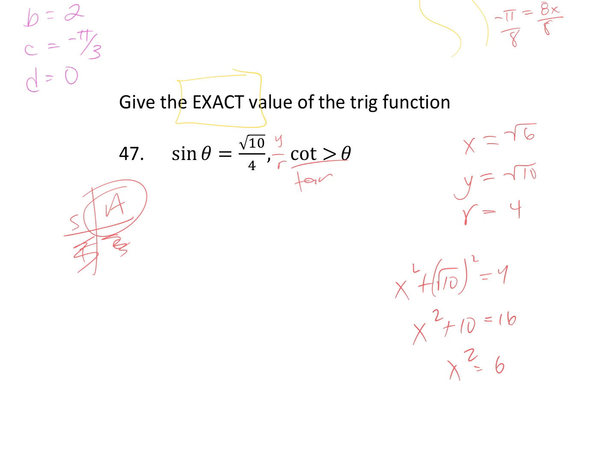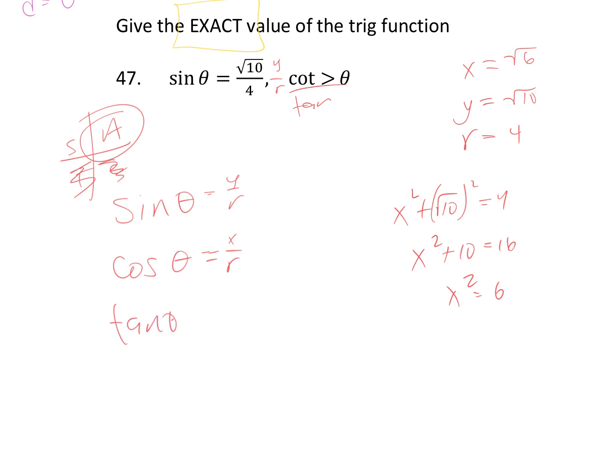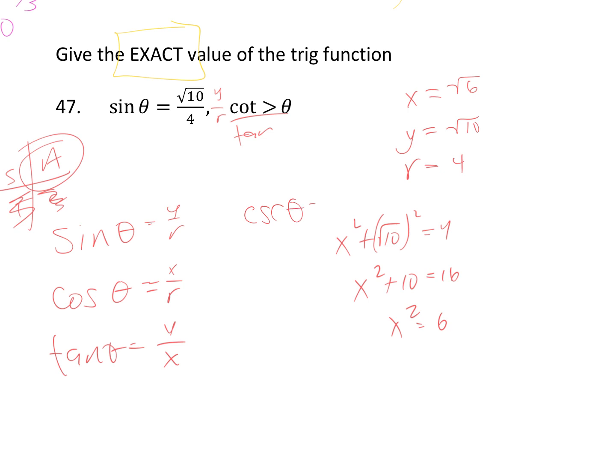So you know that your X value and your Y value are positive. Now with this information, if you had to find all 6 trig functions, I'm not going to do that right now. We just did this a million times. Sine is Y over R. Cosine theta is X over R. Tangent theta is Y over X. Then our reciprocals: cosecant of theta would be R over Y, secant of theta would be R over X, and cotangent would be X over Y.